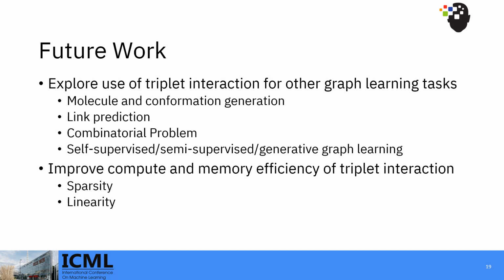generative graph learning paradigms. Secondly, while triplet interaction is already proven effective, reducing its computational and memory requirements would make it even more practical for large-scale applications. We're particularly interested in exploring applying sparsity and linearity to the triplet interaction mechanism to achieve this goal.